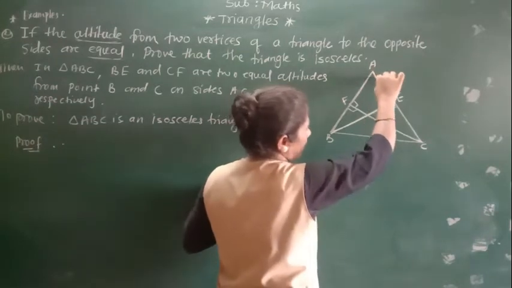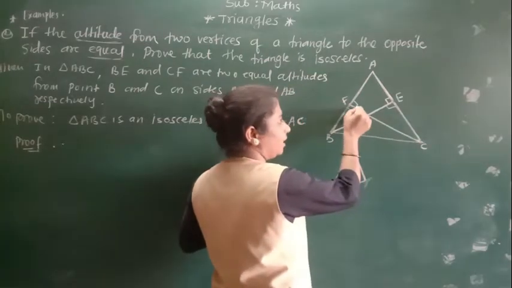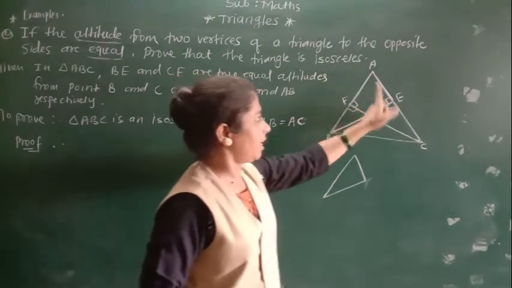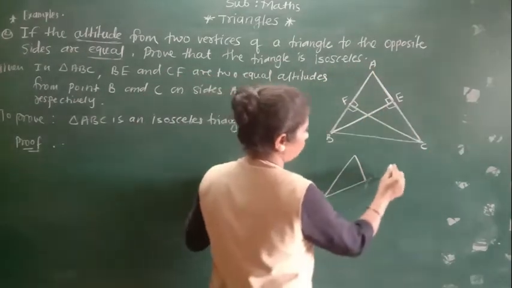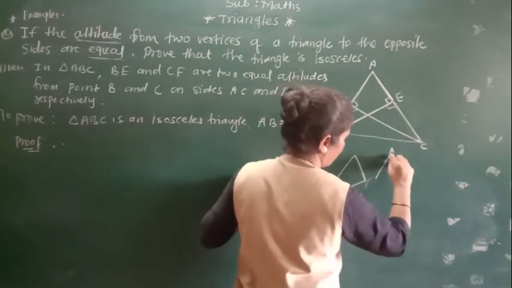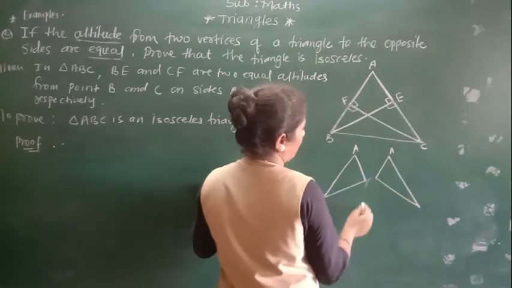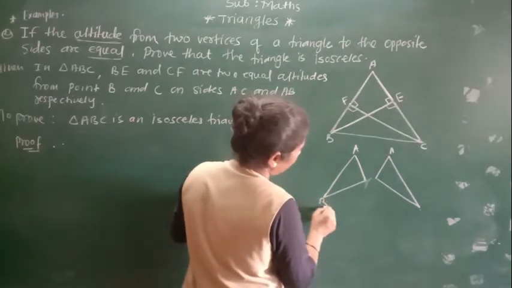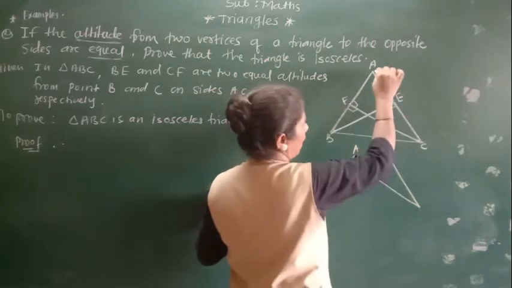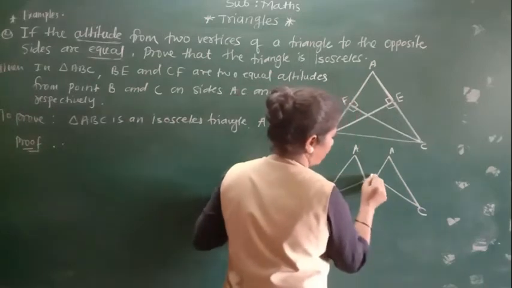Which triangle? ACE. Why will we take it? Because AB and AC, we need to prove these two sides are equal. So we take these two triangles, ABE and ACE. So I will draw here this ACE, like this. So here this also A, here B, and this point E, A, B, E, and here A, C, F. This is C and this is F.